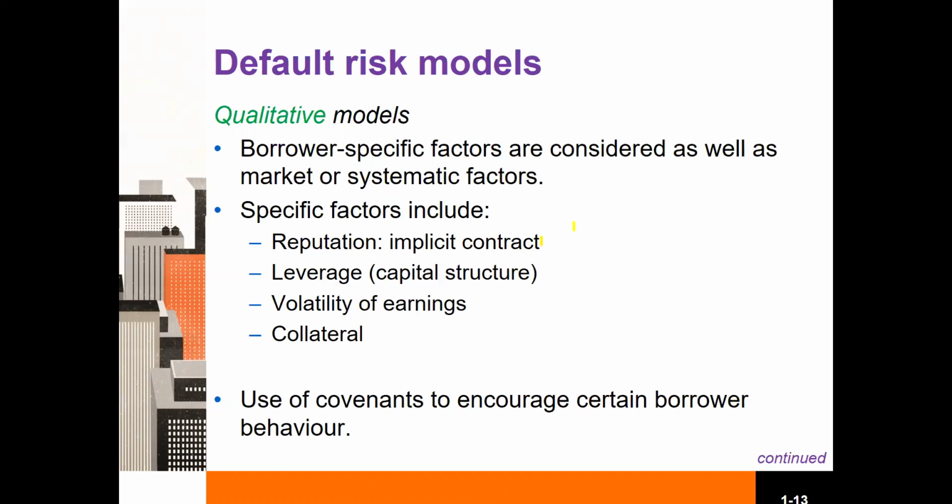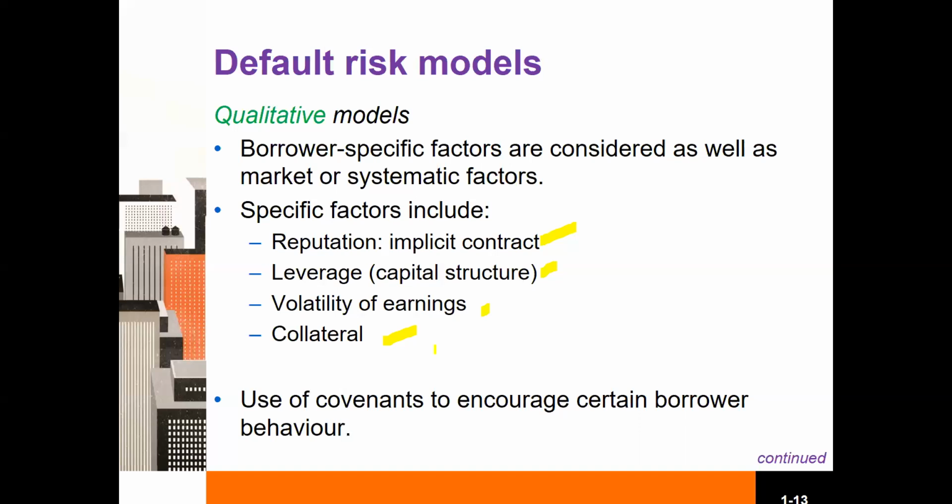Borrower-specific factors typically are reputation, leverage, volatility of earnings, and collateral. Let me very briefly describe each of them. The borrower's reputation involves the borrowing and lending history of the credit applicant. If over time the borrower has established a reputation of prompt and timely repayment, this enhances the applicant's attractiveness to a financial institution. A long-term customer relationship between a borrower and lender forms an implicit contract regarding borrowing and repayment that extends beyond the formal, explicit legal contract on which borrower-lender relationships are based.